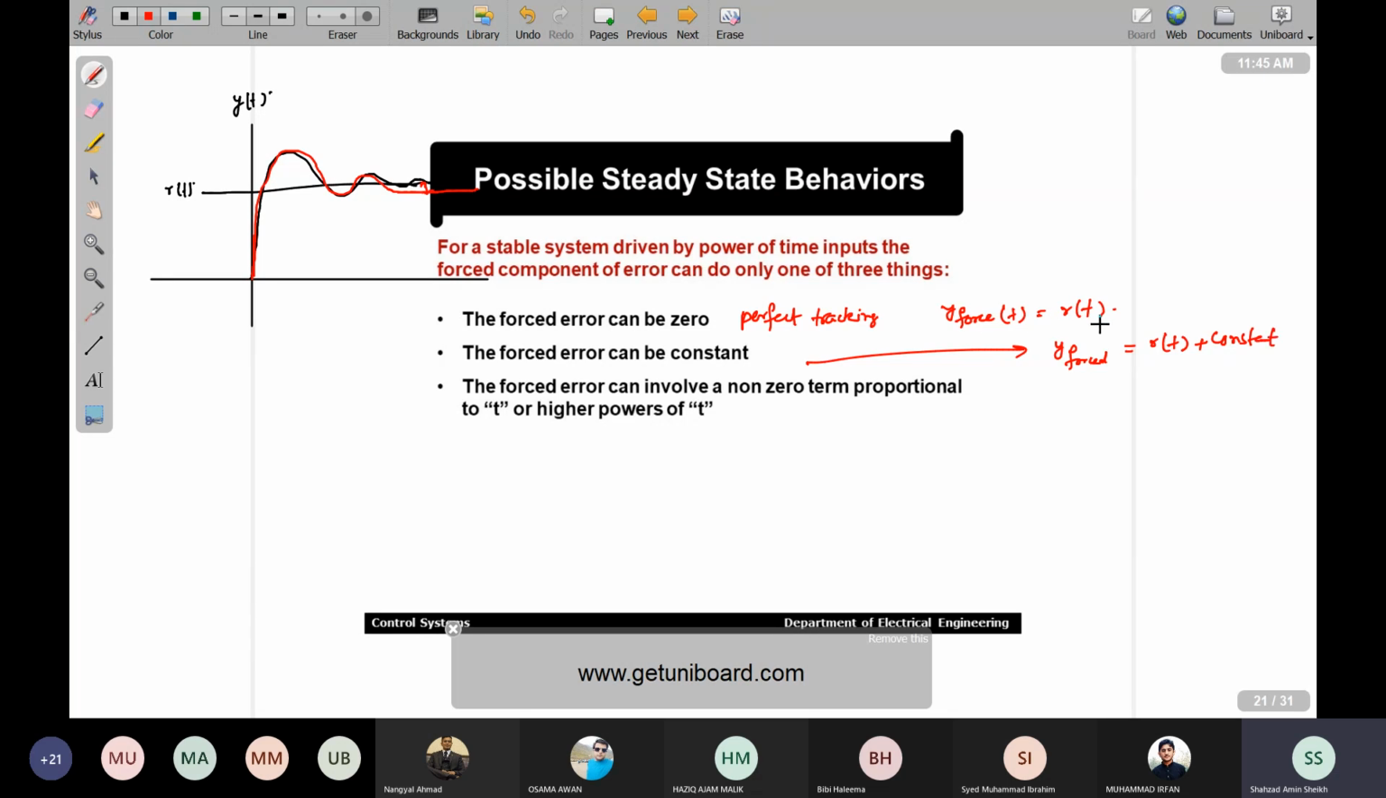In the earlier case, y forced became equal to r of t, that is, it reached whatever r of t was in the steady state. But if you look at this case, it is r of t plus or minus some constant value. So your y forced will go like this, and e forced would be some constant value. And finally, the forced error can involve a non-zero term proportional to t or a higher power of t, and the error grows without any bound, so e of t will be infinity in this case.